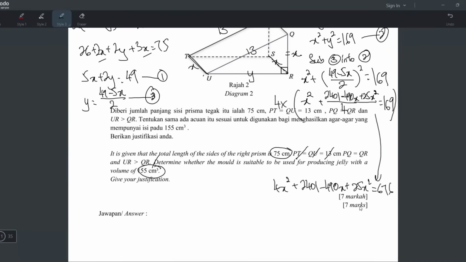Okay. And after you reach here, you see that your x ada square. So bila ada square, apa you kena buat? Means dia quadratic lah. So you have to susun everything on one side equals 0. And then use the calculator to factorize untuk dapatkan x. So 4x square plus 25x square is 29x square. And then negative 490x, dia seorang saja yang ada x. So kita tulis 2401 minus 676. Ini boleh tekan dapat positive 1725.